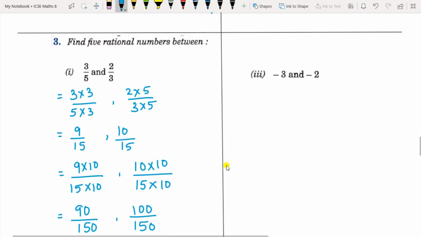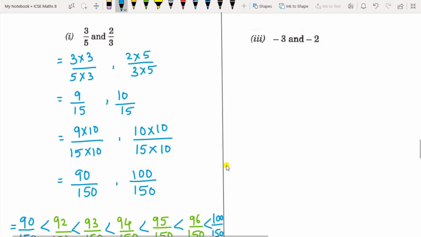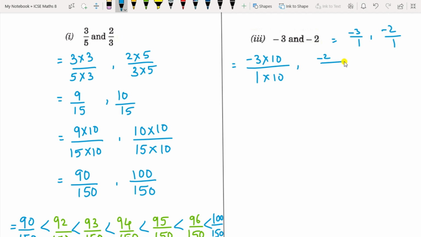The next question is a similar one. You have to find 5 rational numbers between minus 3 and minus 2. So minus 3 and minus 2 means minus 3 upon 1 and minus 2 upon 1. So minus 3 into 10 upon 1 into 10 and minus 2 into 10 upon 1 into 10. So you get minus 30 upon 10 and minus 20 upon 10. Okay, so there is a difference of 10 here.